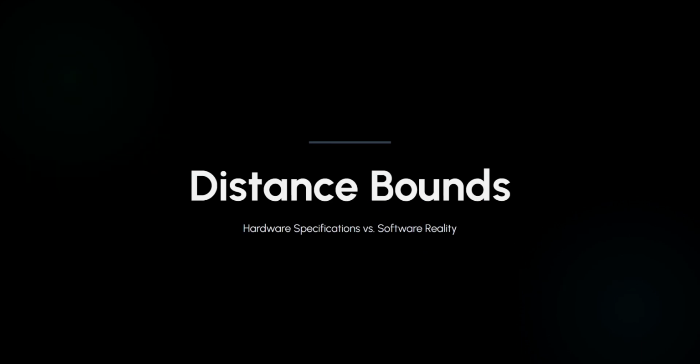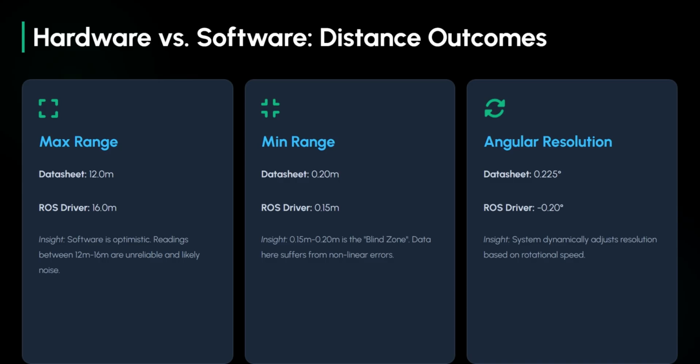We found critical discrepancies. For the max range, the datasheet guarantees 12 meters. But the ROS driver optimistically allows up to 16 meters. For the min range, the driver allows readings down to 0.15 meters, ignoring the datasheet's 0.20 meter limit. This creates a risk of non-linear errors in the blind zone.